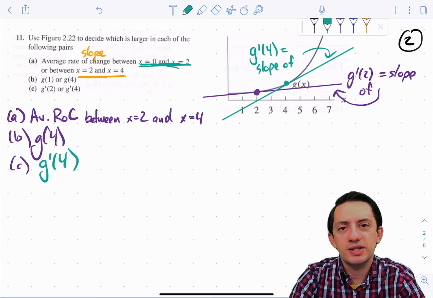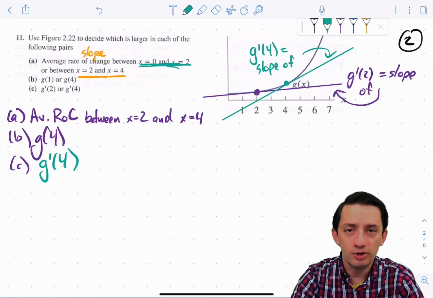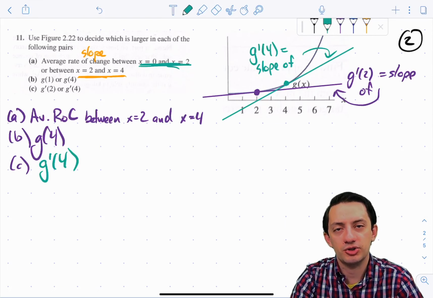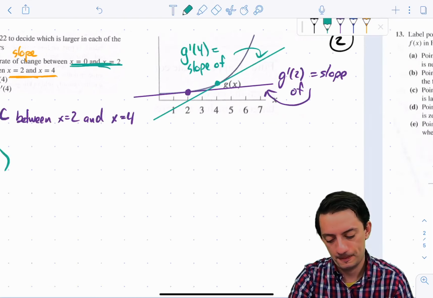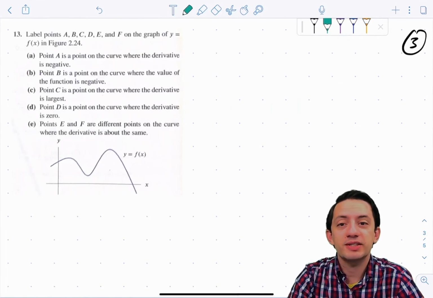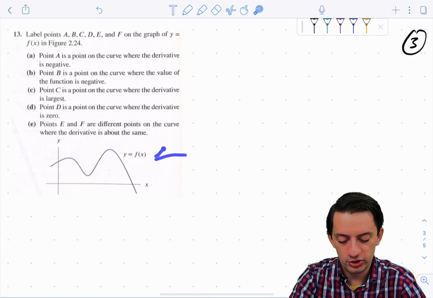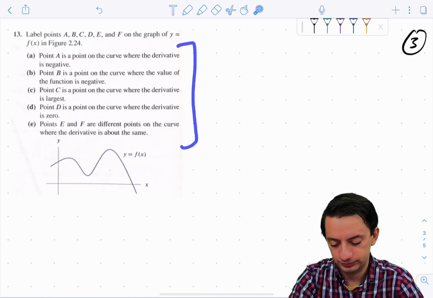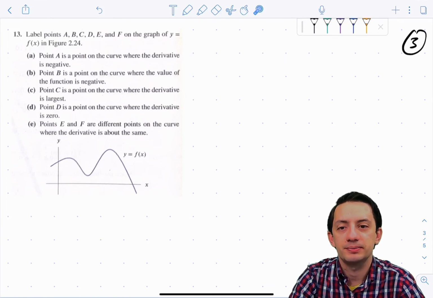Now, a lot of the questions in this section are kind of like this, where they're not making you compute a bunch of limits. There are a few like that, but they're trying to understand just the concepts. Can you look at the picture and understand what the derivative would look like? Here's another one that's kind of like that, number 13. They give us a graph of a function f of x here, and they'd like us to label 6 points with different properties.